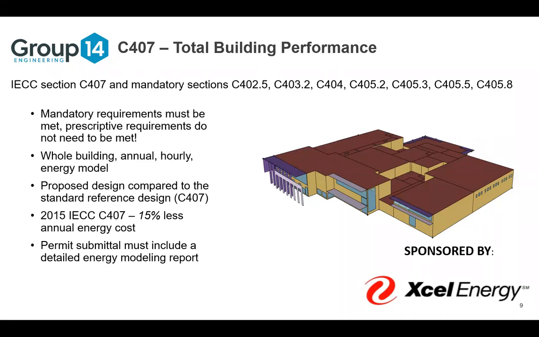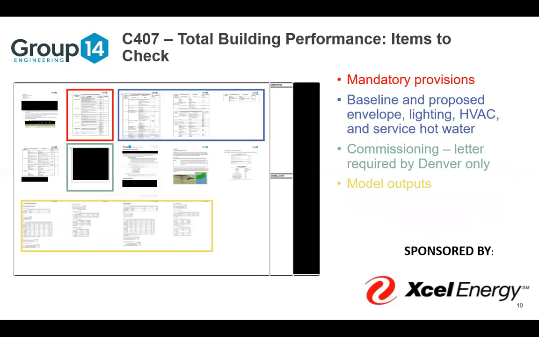And then like we talked about, 15% less annual energy cost, and the permit submittal must include a detailed energy modeling report. So here's an example. Within the city of Denver, they require our energy model report to be located on a sheet. And that is because they want to be able to find it quickly. They don't want it to get lost in the building department.